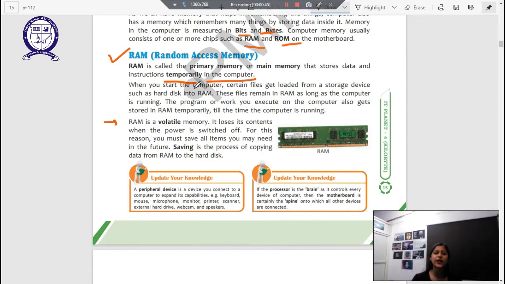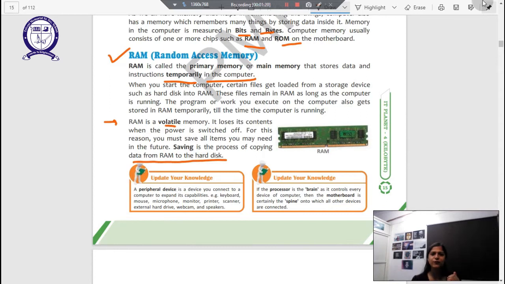So it is a volatile memory. Here it is mentioned that it is a volatile memory. What volatile memory means is that all the things that we open will not be saved in the RAM permanently and will be deleted once we turn off the computer. Saving is the process of copying data from RAM to the hard disk. If we save a document, we move the data from the RAM to the hard disk, which is a permanent memory.